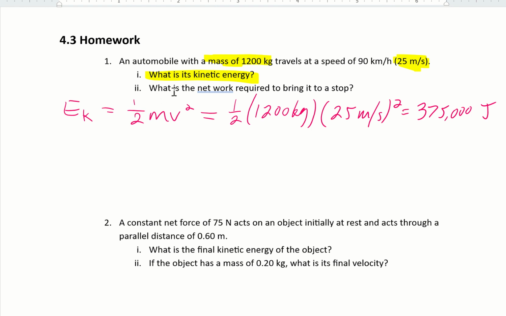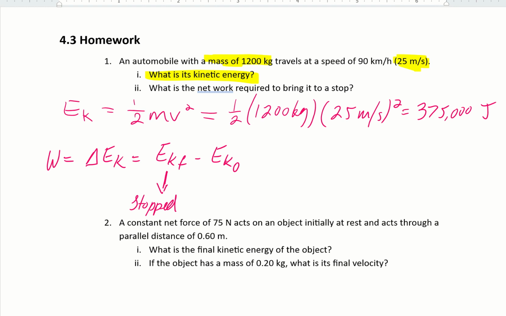Okay, what is the net work required to bring it to a stop? So here you need to use the work energy theorem. So work is equal to change in kinetic energy, which is EK final minus EK initial. So my car is traveling at a speed of 25 meters per second, and then it needs to stop. So my final kinetic energy is going to be stopped.